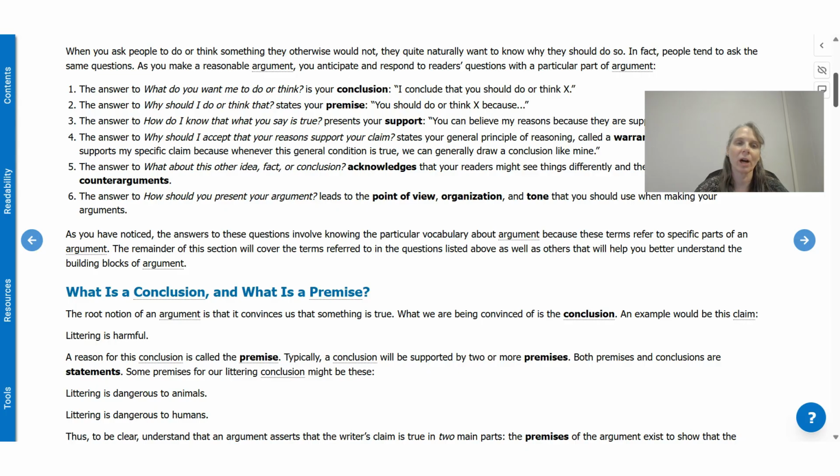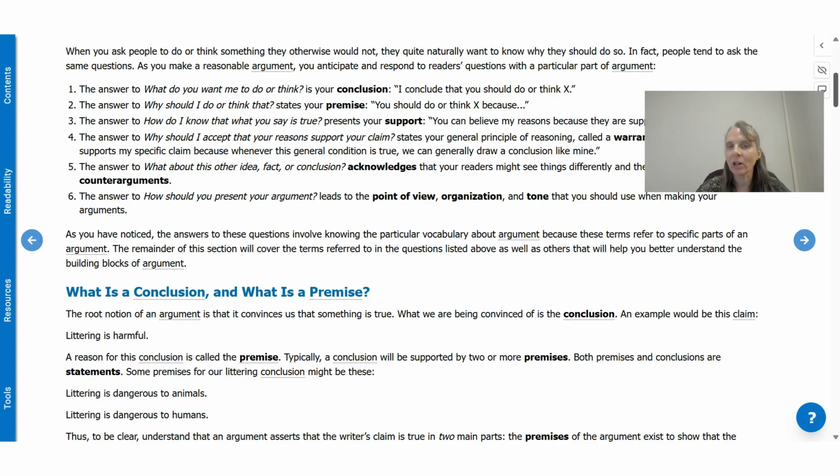The answer to "Why should I do or think that?" states your premise. You should do or think X because... The answer to "How do I know what you say is true?" presents your support. You can believe my reasons because they are supported by these facts. The answer to "Why should I accept that your reasons support your claim?" states your general principle of reasoning called a warrant. My specific reason supports my specific claim because whenever this general condition is true, we can generally draw a conclusion like mine. The answer to "What about this other idea?"